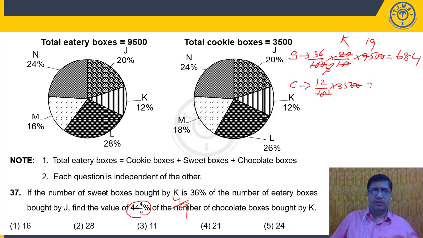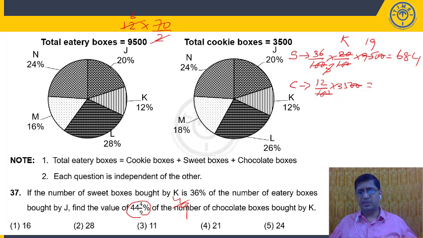So 12 into 35 means I am writing 35 as 70 by 2. So 6 into 70 is equal to 420. And what is it saying here? Find the value of the 44 4/9% of the number of chocolates bought by K.